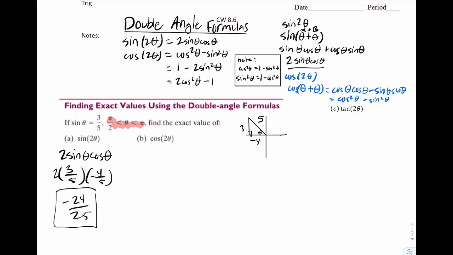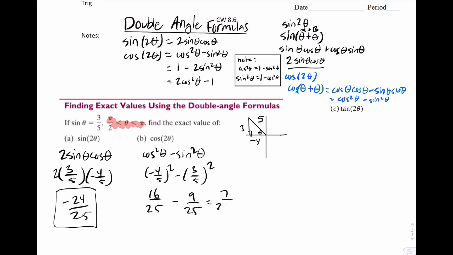Cosine 2 theta. I recommend memorizing the first one, cosine squared minus sine squared, because it's pretty easy to derive the other two if you were to need them using this main one. And now I just figure out cosine theta, that's negative 4 over 5, we're going to square that, minus sine theta, which is 3 over 5, square that. That's 16 over 25 minus 9 over 25, which is 7 over 25. Done. And there it is. Okay, we'll get to part C in a little bit.